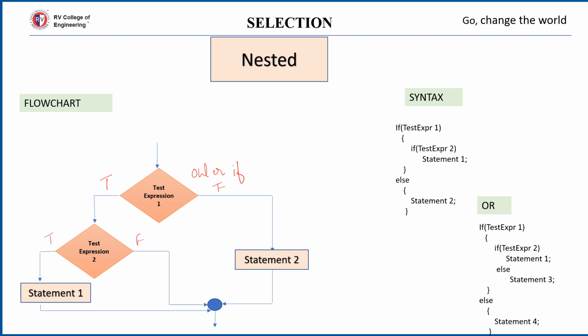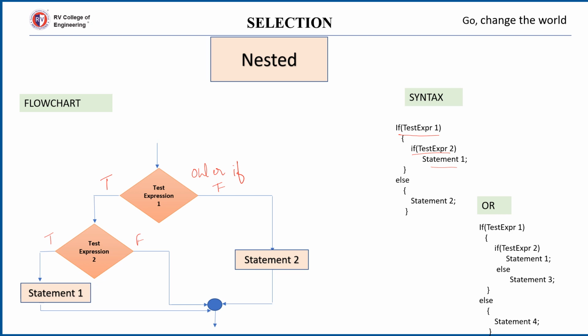Let us look at the syntax. So, if test expression 1, inside this if block, we have if test expression 2. If this is true again, I execute statement 1. So, statement 1 is executed if expression 1 and expression 2 both are true. Otherwise, we execute statement 2.